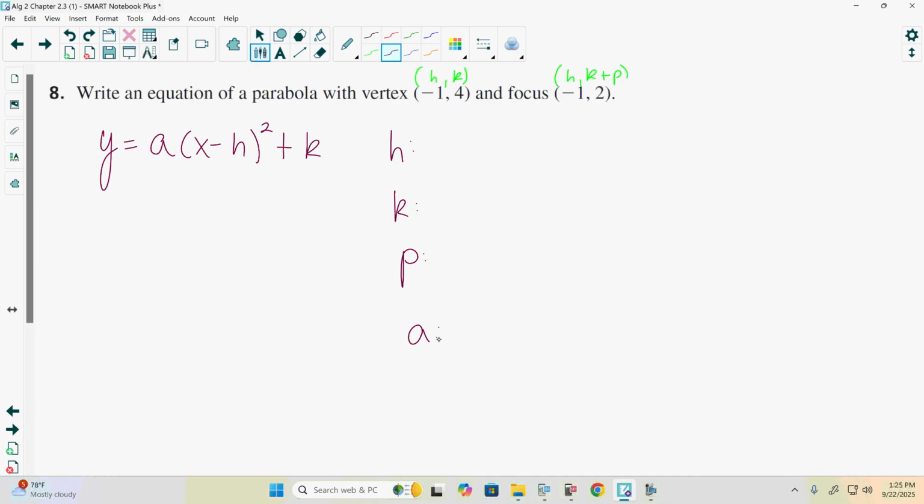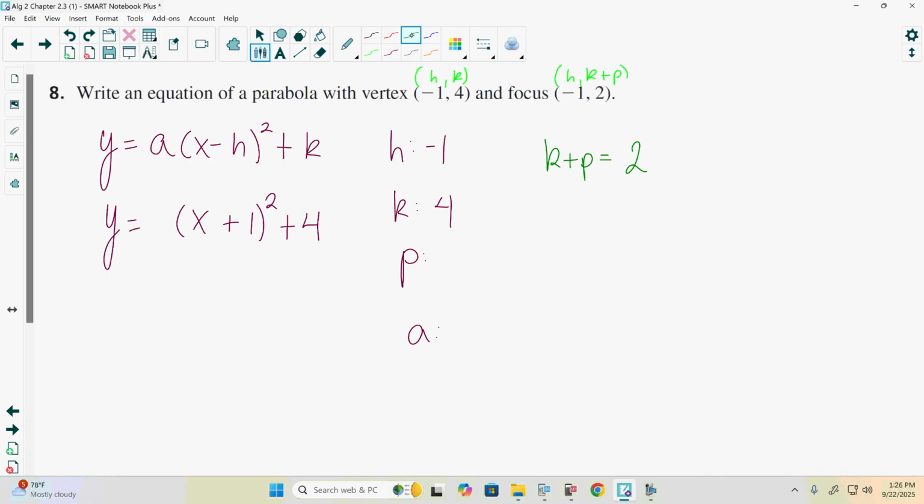h is what? -1. k is almost 4. But k plus p is indeed 2. Now, if we wanted to plug in h and k, we could. We could say y is equal to whatever a is times x minus -1 squared plus 4. But we don't normally write minus -1. We just say that this is plus 1.